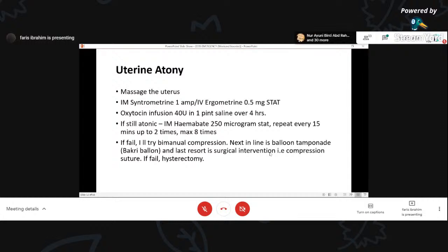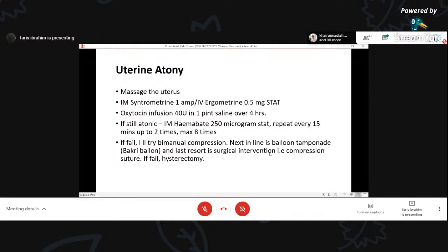So for uterine atony, first of all, I would like to see the cardiac status of the patient. If the patient has no risk factors for cardiac disease, I institute an intramuscular symptometrin or IV ergometrin stat, dose 0.5 mg, and then I would like to infuse IV syntocinon 40 units in 1 pint saline over 4 to 6 hours. If it is still atonic, then I would like to give intramuscular Hemabate 250 micrograms stat dose, to be repeated every 15 minutes, up to 2 times, and maximum is 8 times.